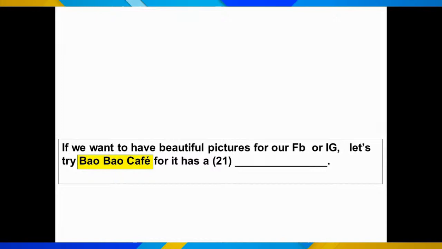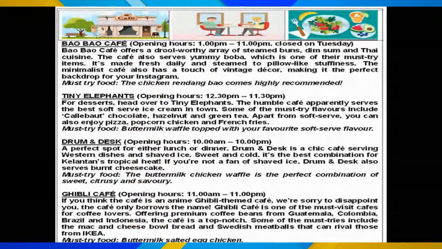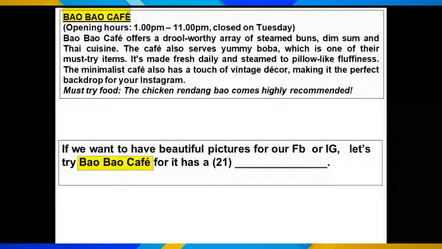Okay, the keyword is Bau Bau Cafe. So if you look at our text, can you identify which one is Bau Bau Cafe? Okay, the first part, right? They're talking about Bau Bau Cafe. So focus on that, right? Okay, next. So this is the extract about Bau Bau Cafe, right? So why do we choose this? Because of this word, Bau Bau Cafe.